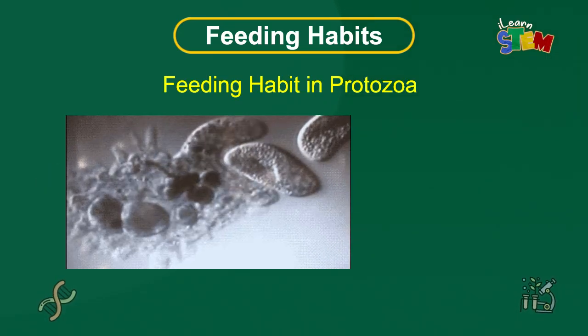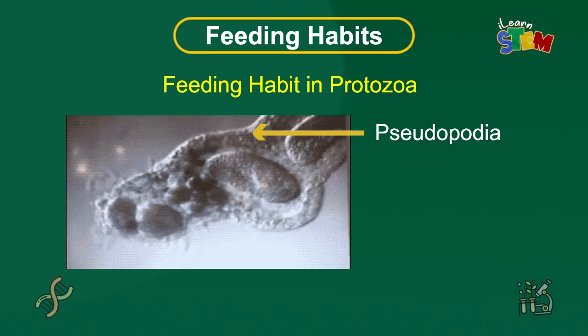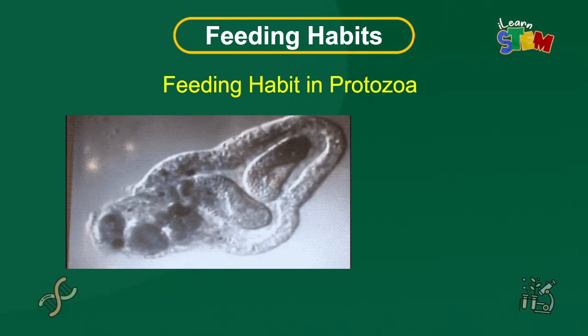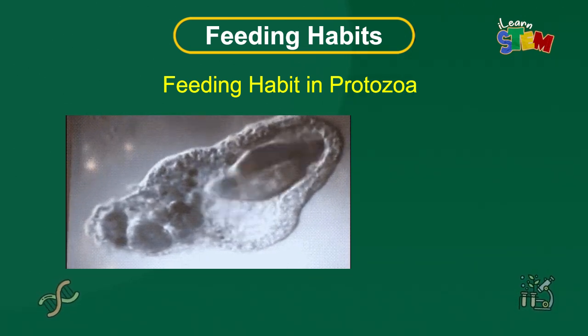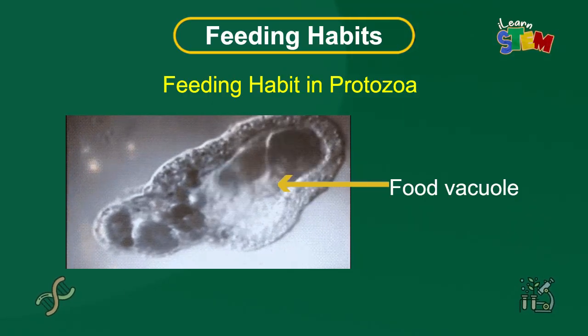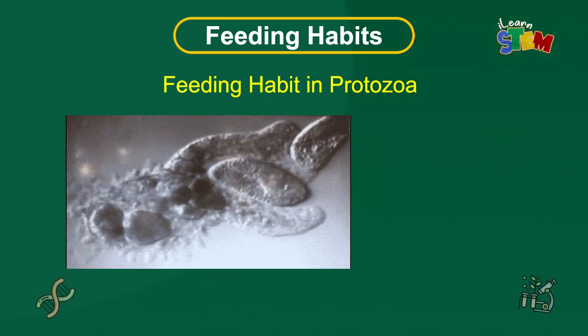It catches the food by putting out its pseudopodia, which surround the food particle by forming a cup shape, making the two ends of the pseudopodia meet. When the two ends meet, it encloses the food into the body with a little drop of water. This helps to form a food vacuole. Then the food is digested inside the food vacuole.